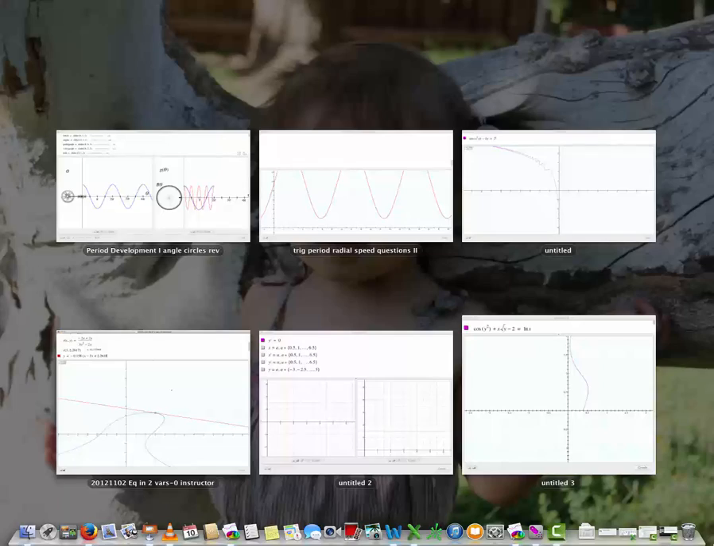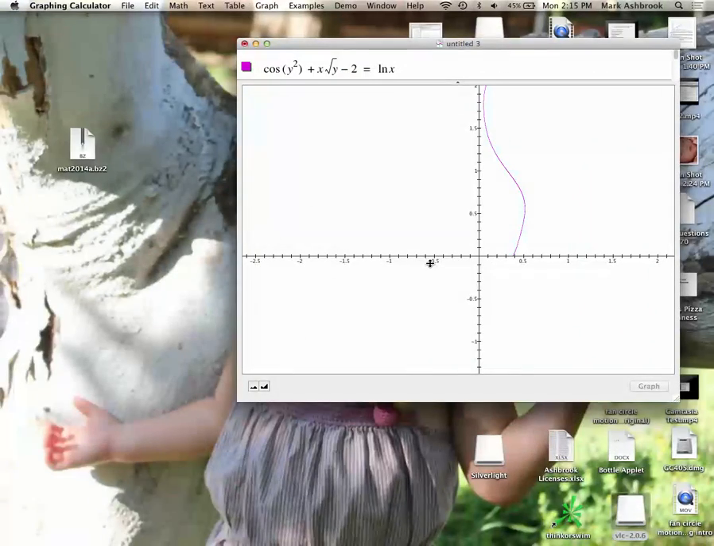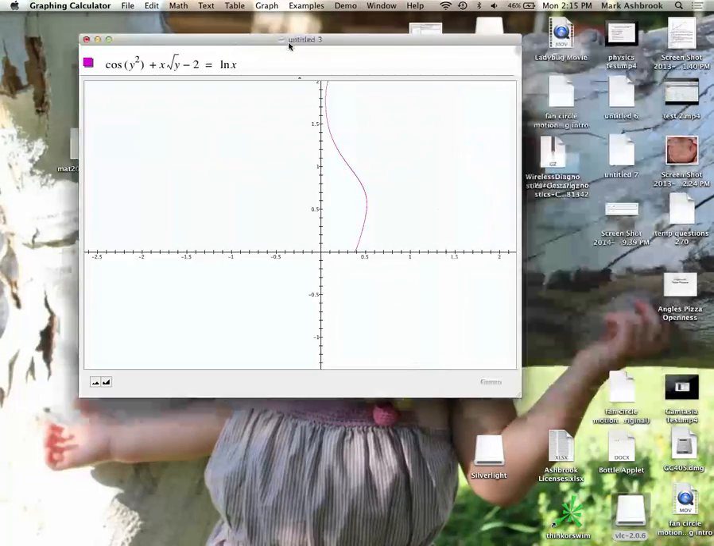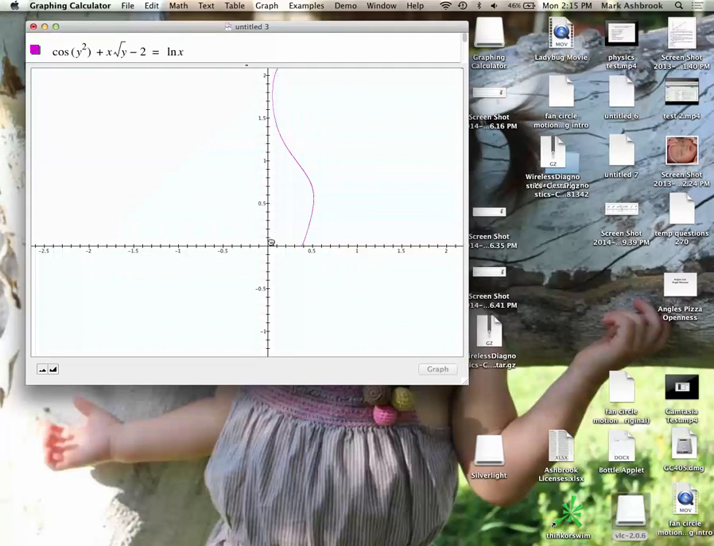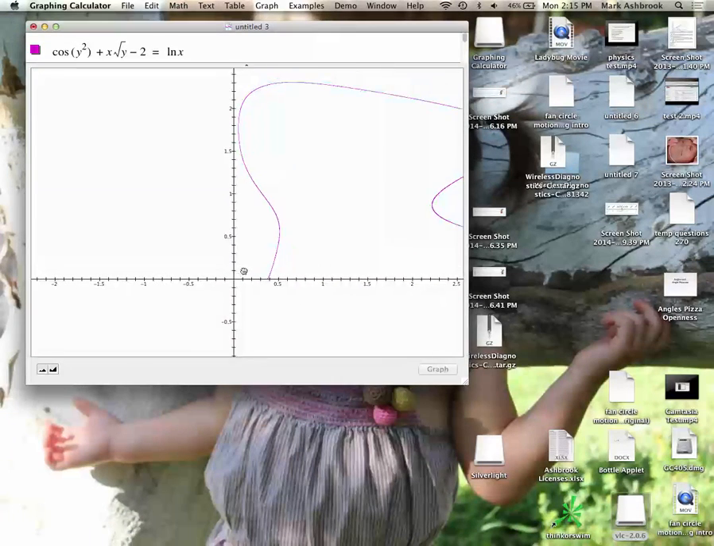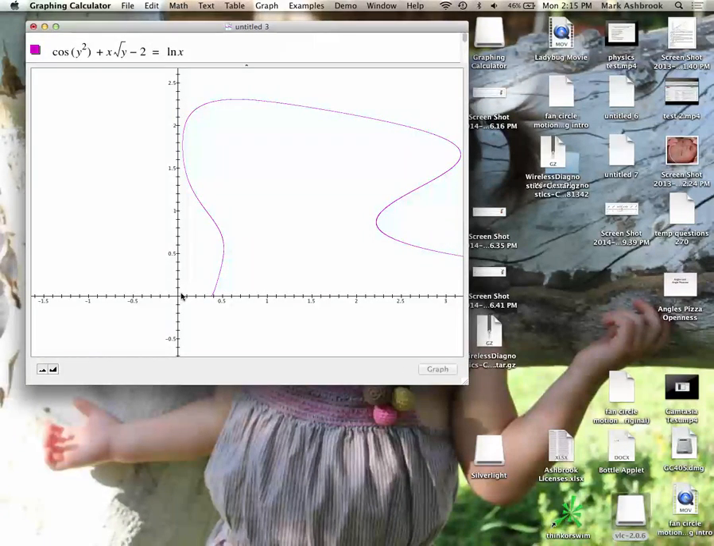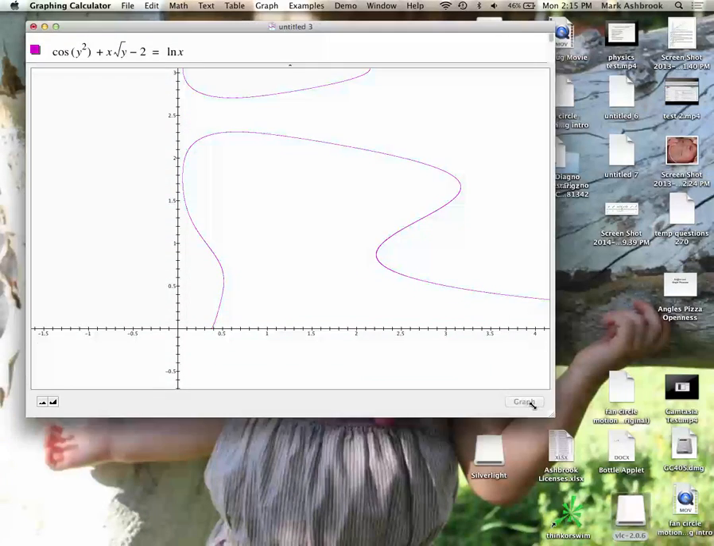Okay, let's do another example. So here's another one. Cosine of y squared plus x times radical y minus 2 equals natural log of x. Okay, so here's that curve. Actually, there's more to it. Does that impress you? How about this?